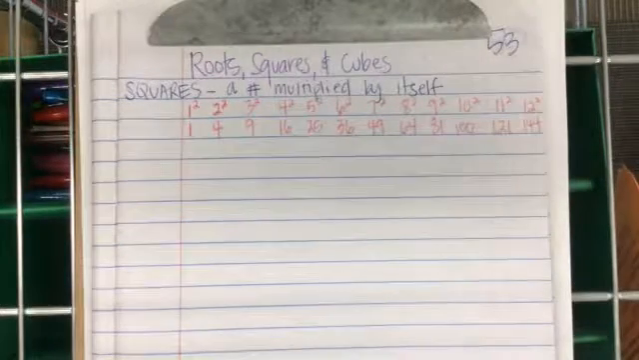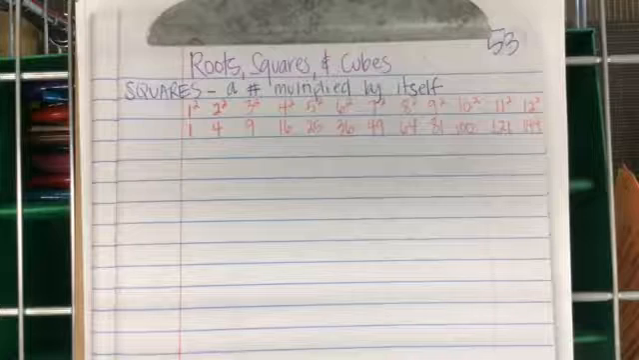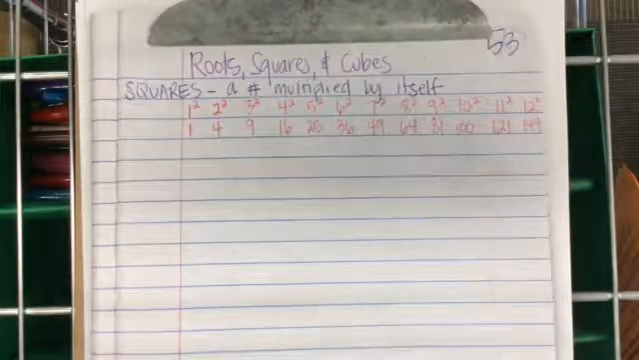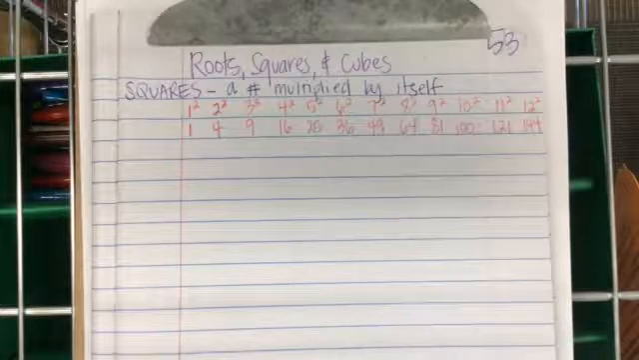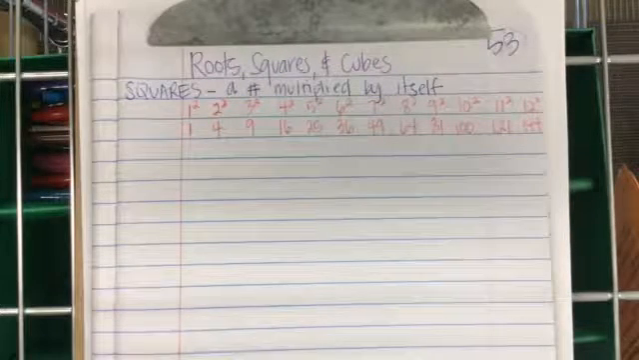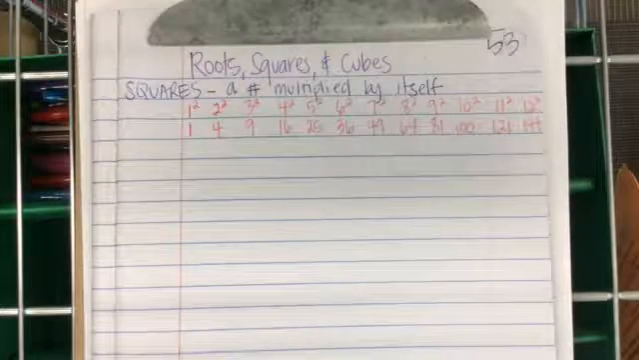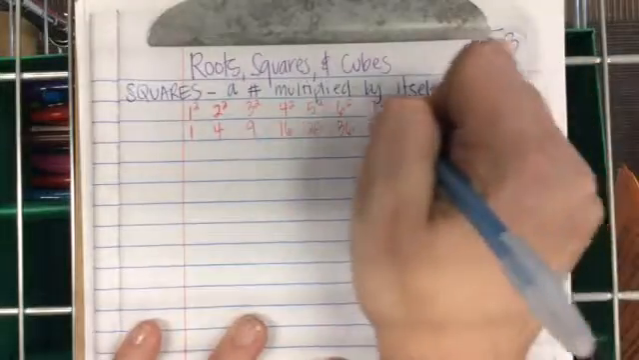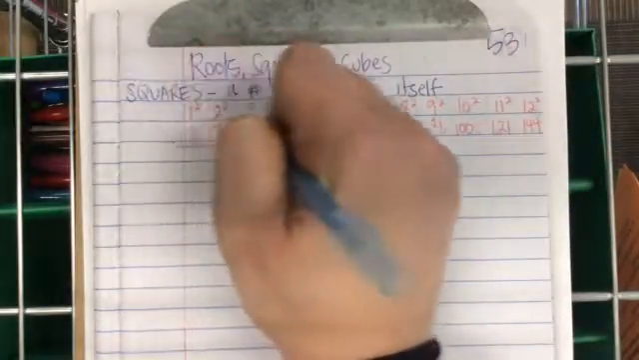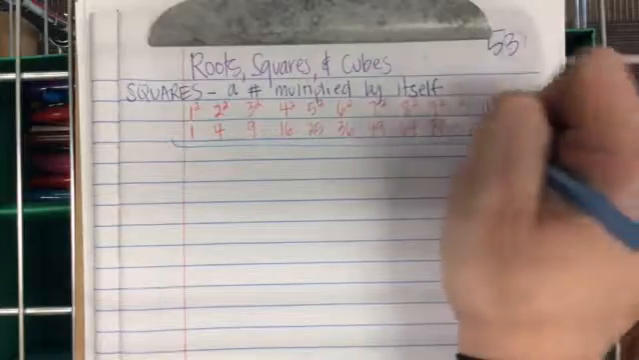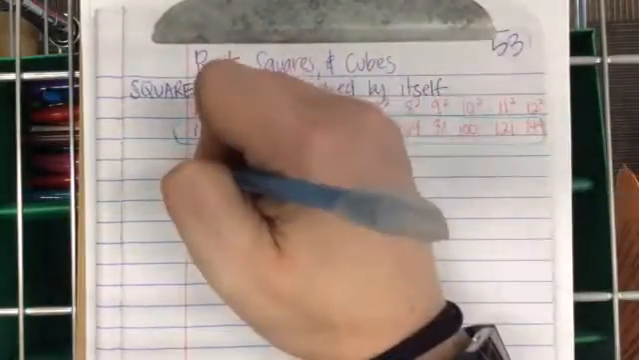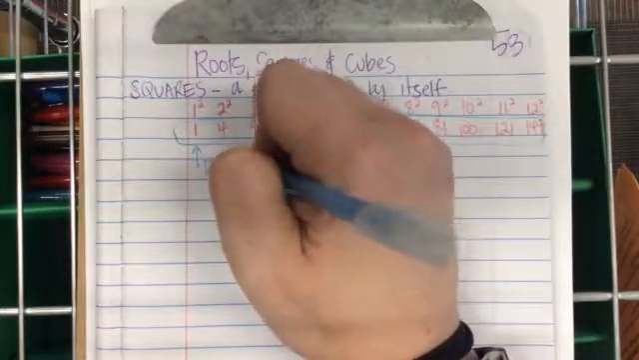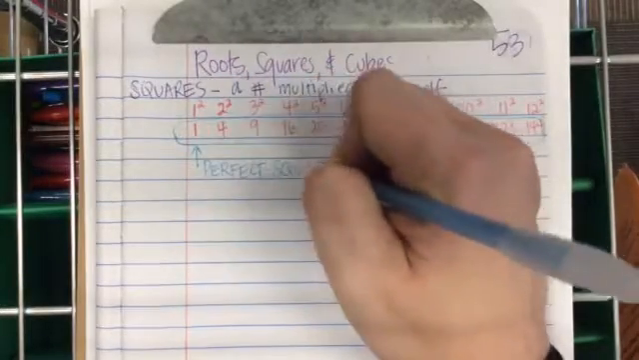You can keep going because all it does is make your life easier the more perfect squares you know. Is this kind of coming back? Yes. And these numbers right here are called perfect squares.